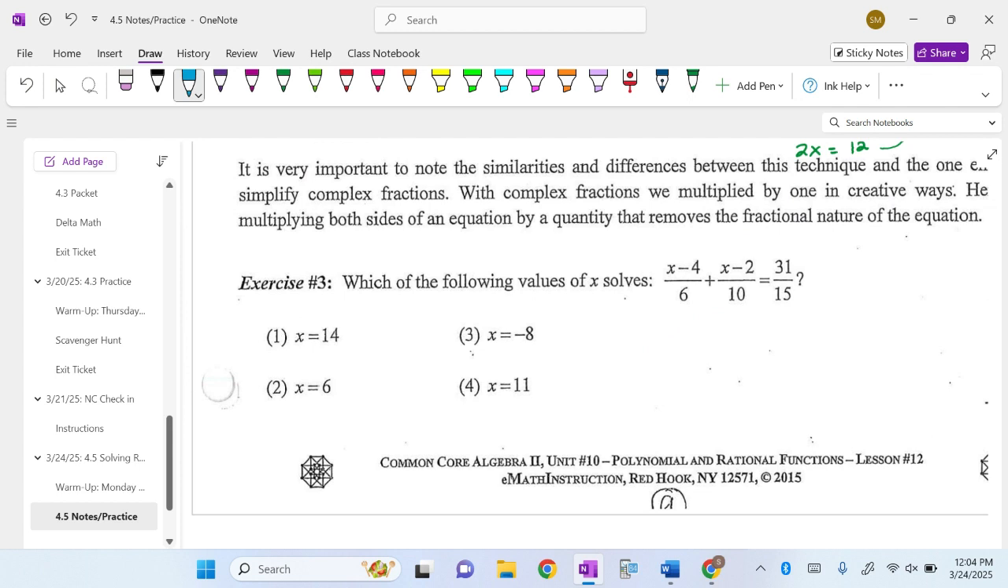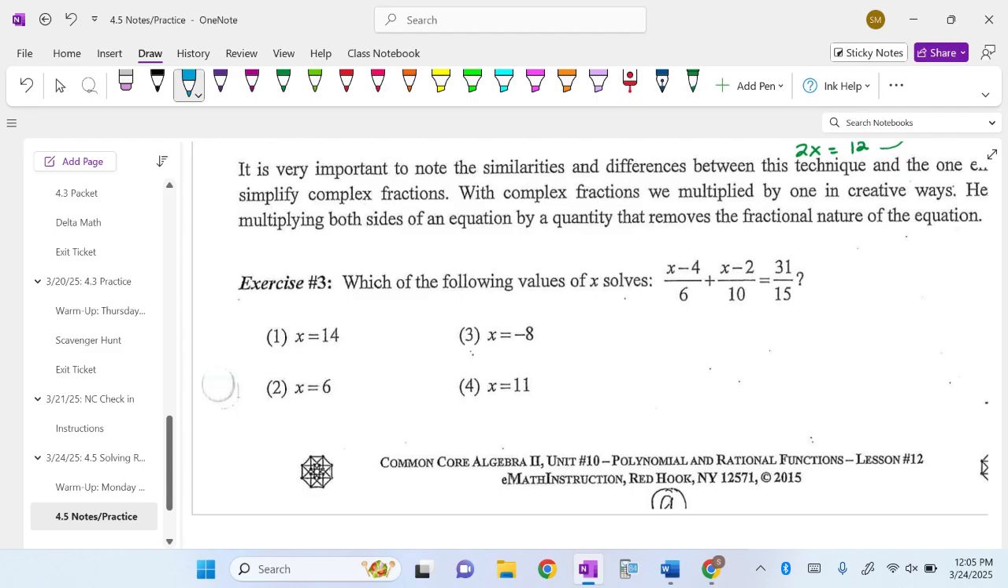All right, so first off, which method do you think would be the most beneficial to use, the LCD method or the proportional method? Let me ask you guys this. Remember, proportional can only be used if there's only one fraction on each side and there's nothing else being added or subtracted outside of that fraction. How many fractions are going on here? There's 3. So that means the only method we can use is LCD.